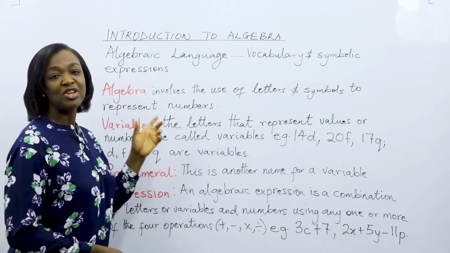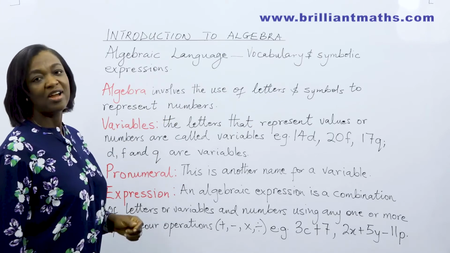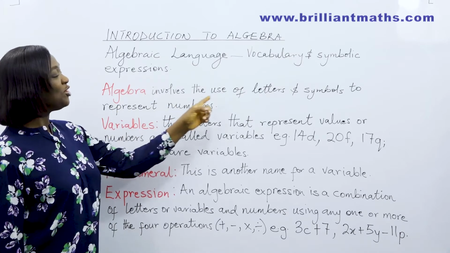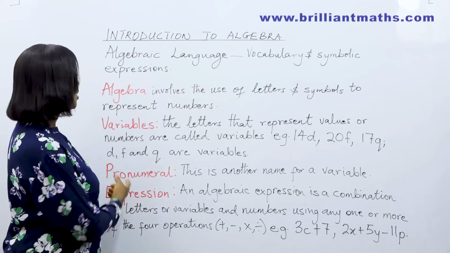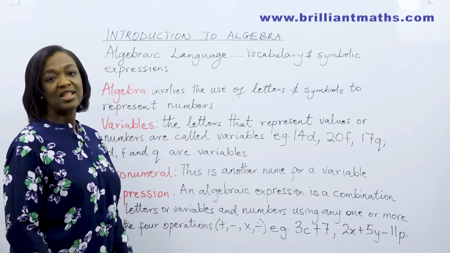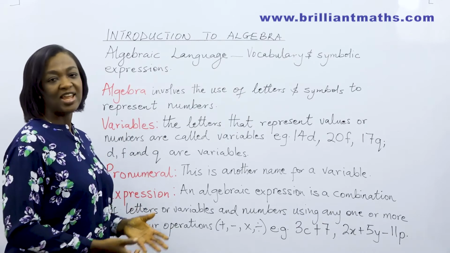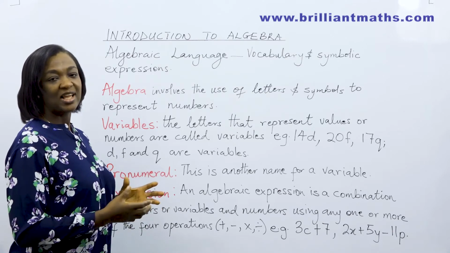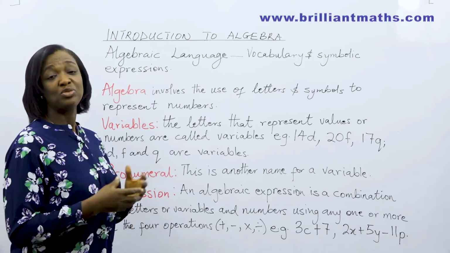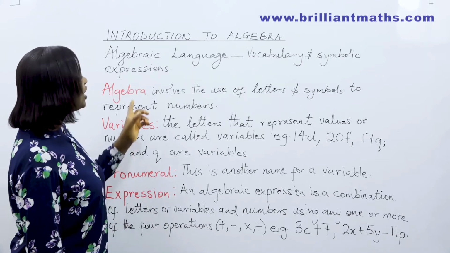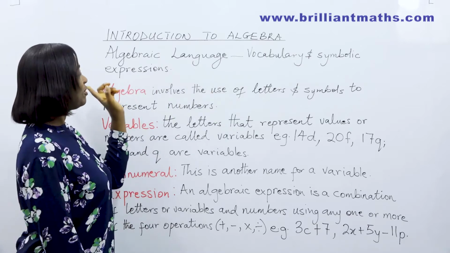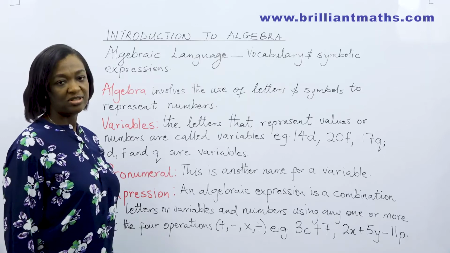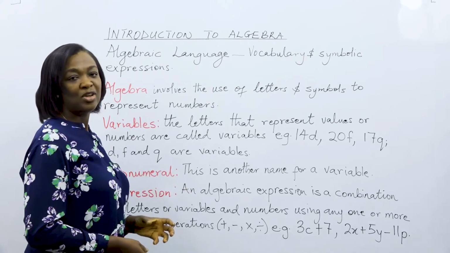Today we'll be looking at Introduction to Algebra. What exactly is algebra? Algebra involves the use of letters and symbols to represent numbers. For example, we're saying 5a, 2p, 7z. Those letters and numbers together is actually what we call algebra. And we'll be looking at the language of algebra, algebraic language, vocabulary, and symbolic expressions, so that when you see those words, you will know what they mean.